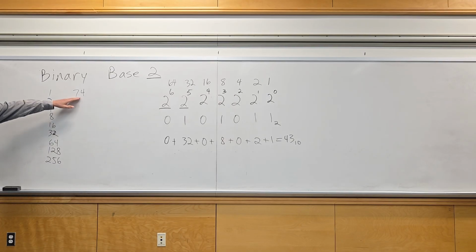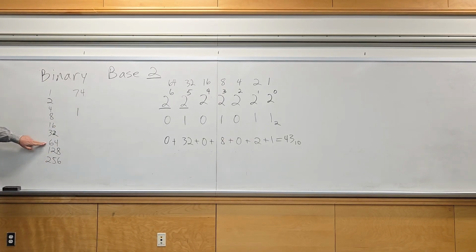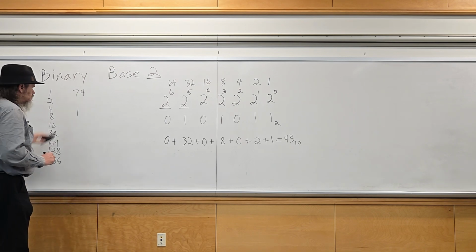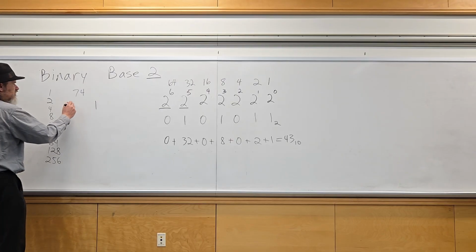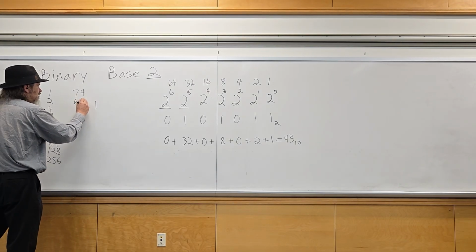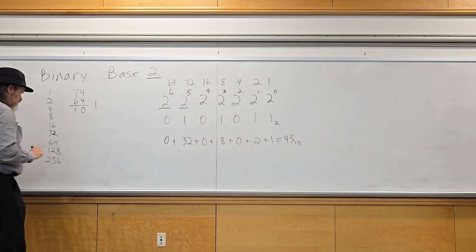So 74 is between 64 and 128. So there's going to be a 64 in there. So you put a 1 in the 64's position. Let me put it over here. Then you subtract 64 from your number. Gives you 10.